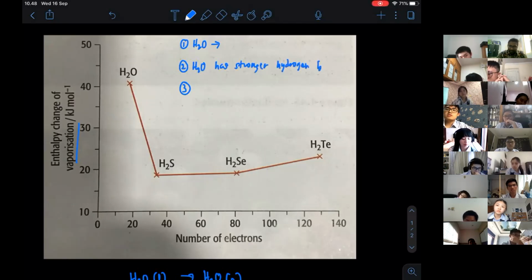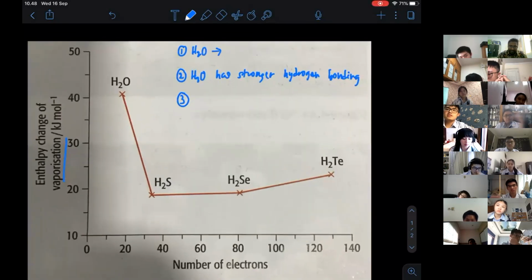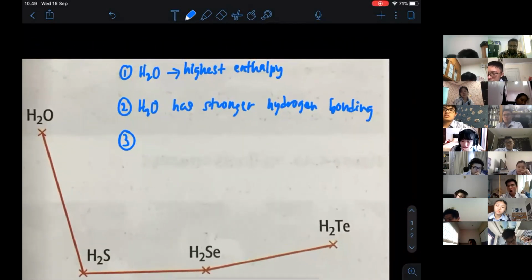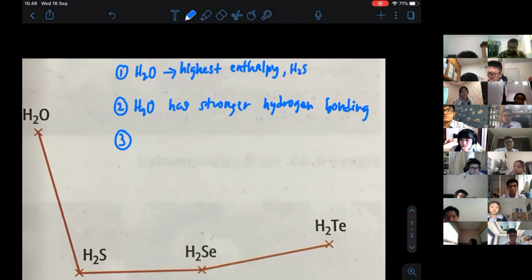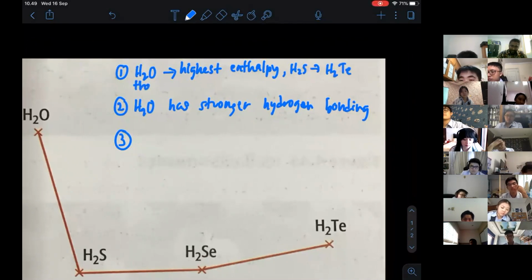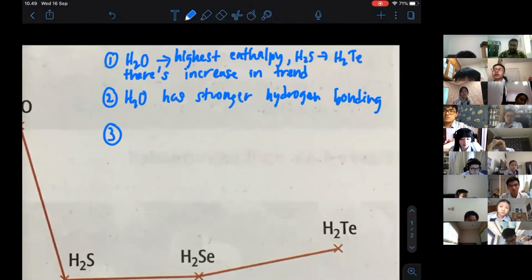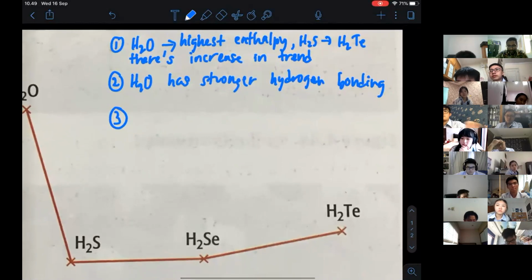Oh, the first one is the trend. So tell that H2O has the highest enthalpy. Enthalpy means energy. So H2O has the highest enthalpy of vaporization. Then from H2S to H2Te, there's an increase in trend. So you mentioned about the trend. So point number 2, H2O has stronger hydrogen bonding. If you want to mention VDW, you go ahead.